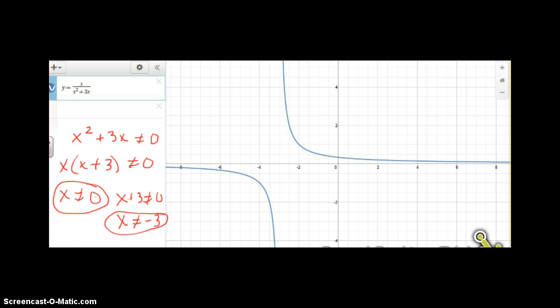So when we look at our domain, we're going from negative infinity to negative 3. We're going to stop there and then start up again at negative 3. And then we also have a value where when x is 0, there is actually a hole in that function. And so we go from negative 3 to 0 and then 0 to infinity. So the answer is actually B for number 3.